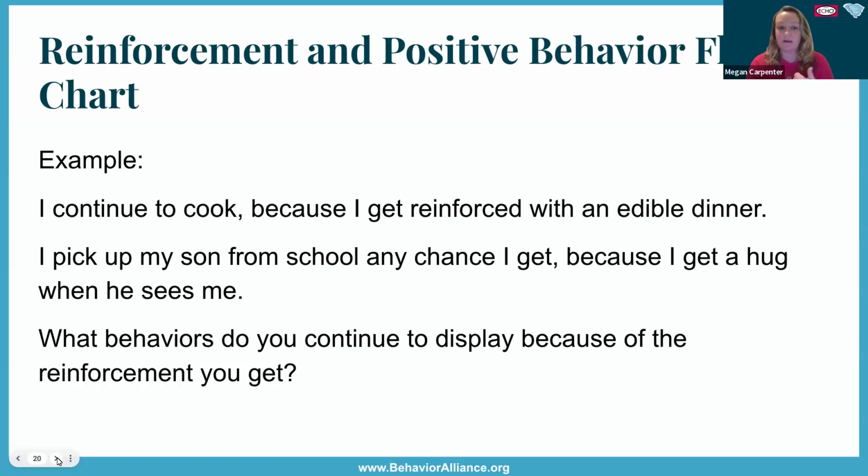So I cook dinner because I'm reinforced with an edible dinner, usually. I pick up my son from school. I will try to rearrange my meetings at least once or twice a month so I can pick up my son from school because I get the biggest hug ever when he sees me. And I find that really reinforcing. So I engage in these behaviors because I get something I like in return.